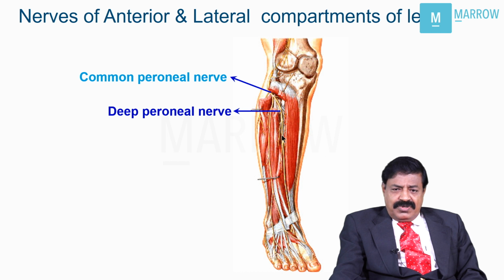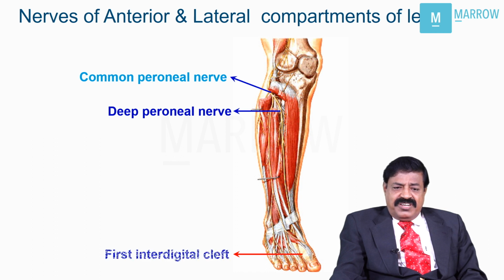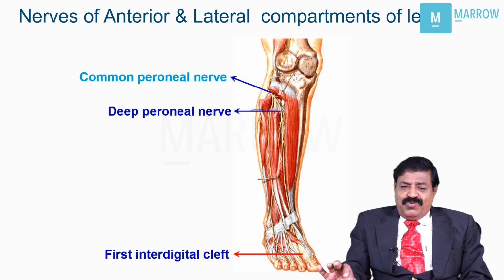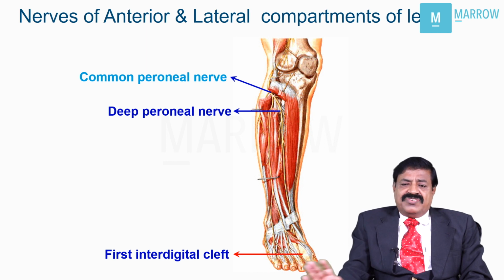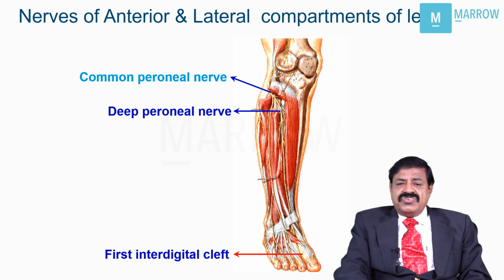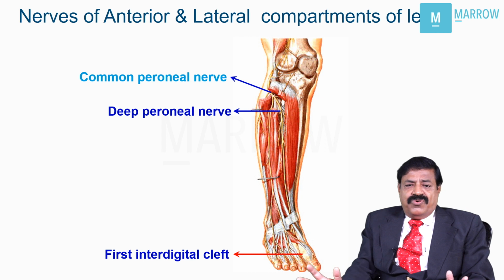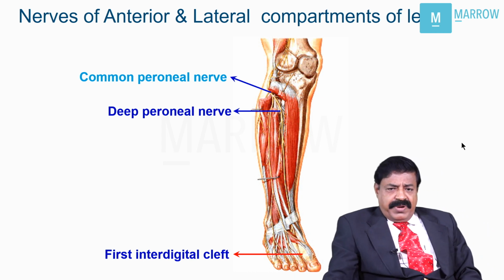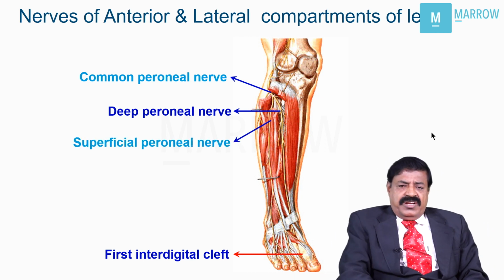It runs down deep to the muscles in this compartment, reaches the dorsum of the foot and becomes subcutaneous only in the lower part of the foot to innervate the skin over the first interdigital cleft. So this is the only region where this nerve becomes superficial to innervate the skin. Rest of the course of this nerve in the anterior compartment of leg is deep to the muscles, hence the term deep peroneal nerve. The other branch is the superficial peroneal nerve.